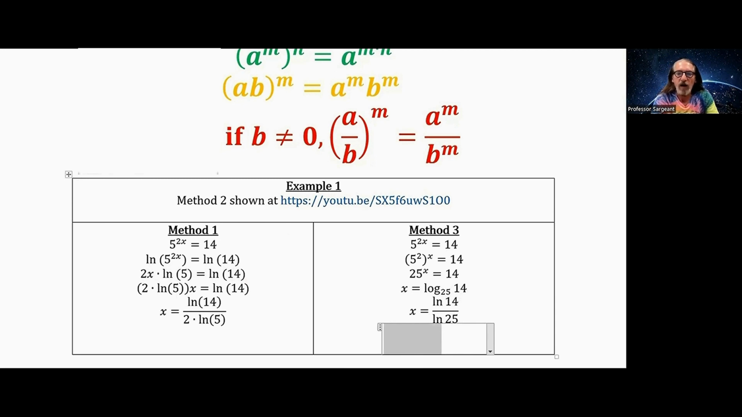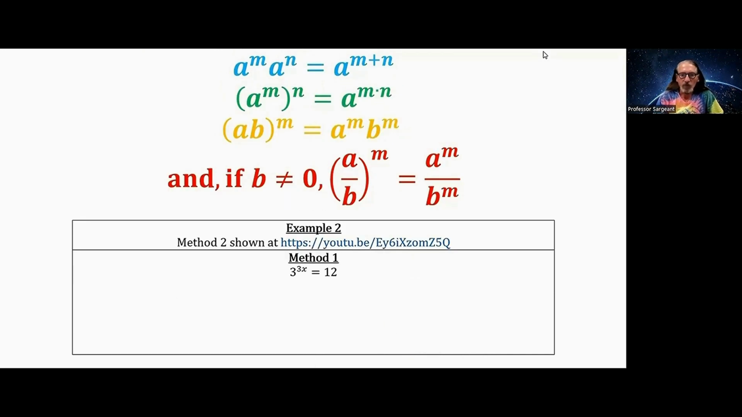Now that 25 came from the 5 squared up above, and we could apply the power rule for logarithms to bring this out in front. 2 times natural log of 5. And then that way, that looks exactly the same as the way we saw the answer previously.